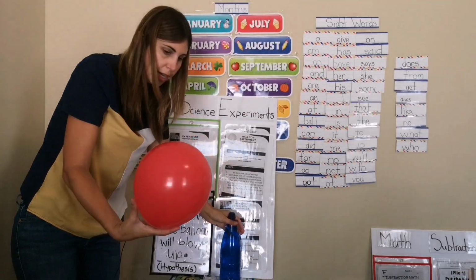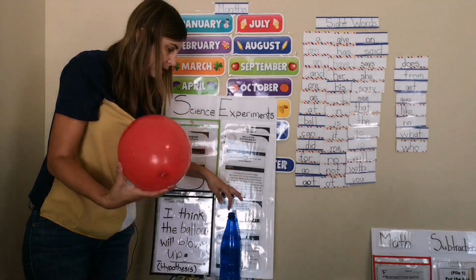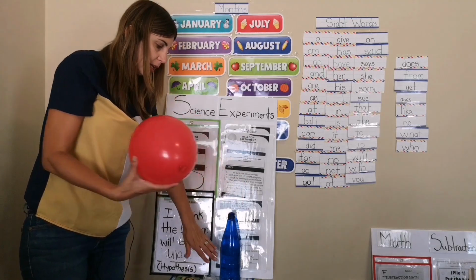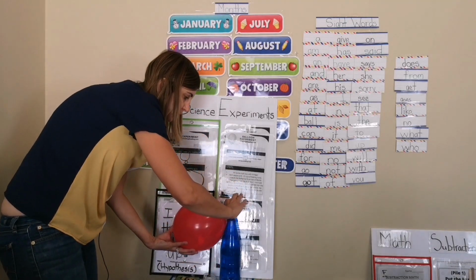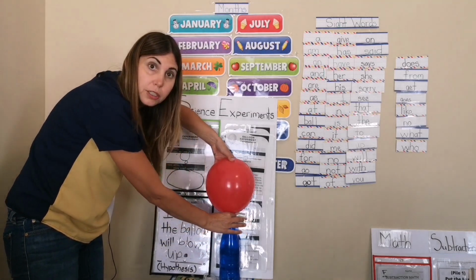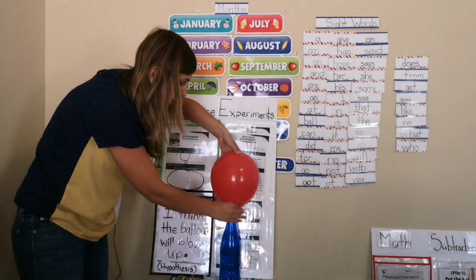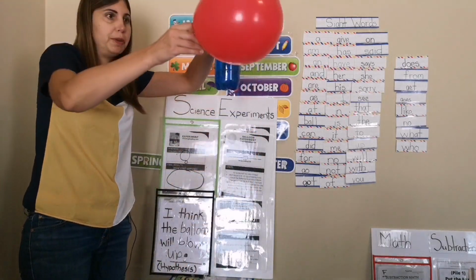You need an adult to help you. You put your baking soda inside your balloon, your vinegar inside your bottle. Fill it like halfway with the vinegar. When you're ready for your experiment to start, you turn your balloon over while you're holding on to the balloon so it doesn't fly off your bottle and it blows up your balloon. So that is our experiment for today.